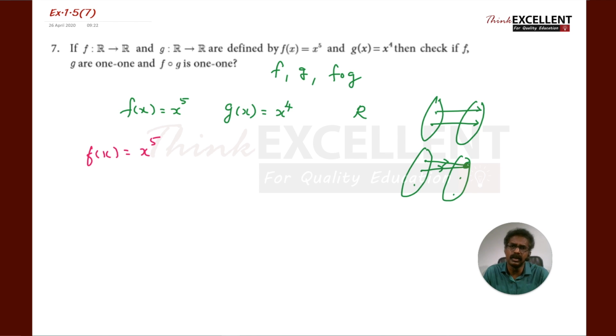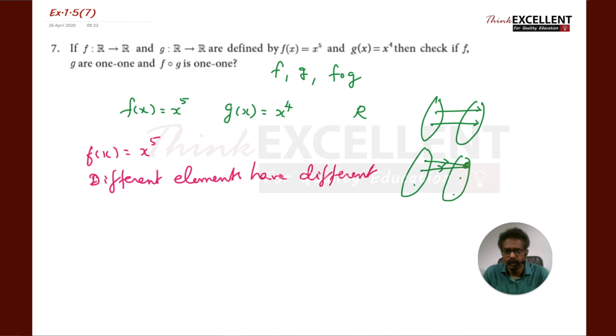So different elements have different images. So you say the function is what? 1 to 1. Here you can write: different elements have different images. So f is 1 to 1. Therefore, f is 1 to 1.